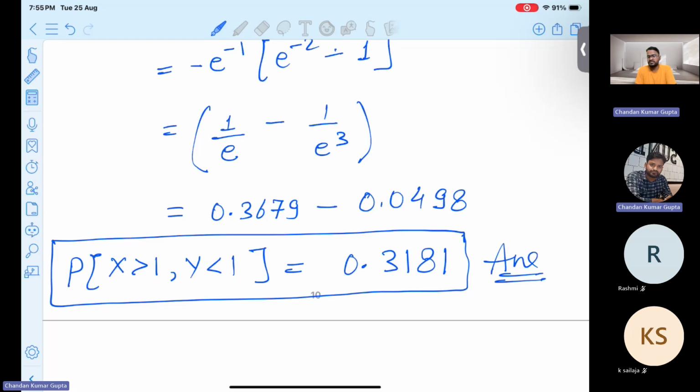Okay, just simple calculation. You can use your calculator or some other calculating device. Okay, so this is the probability. Any doubt in this question? Okay, then we will solve the next question.